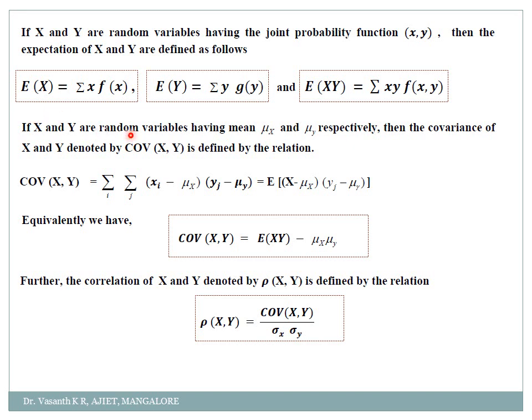Next definition. If x and y are the random variables having mean mu x and mu y respectively, then the covariance of x and y is denoted by COV of x comma y. That is simply what? Covariance of xy is denoted by COV of xy and is defined as, you remember this, okay. This is not required, whichever I put in brackets you remember. Covariance of xy is equal to expectation of xy minus mu x mu y, which means expectation of x into expectation of y. Clear? So covariance of xy is simply expectation of xy minus expectation of x into expectation of y, okay.